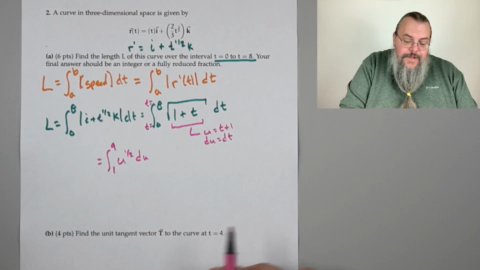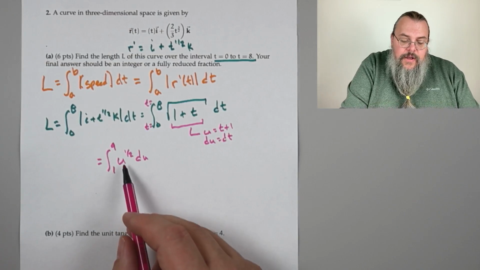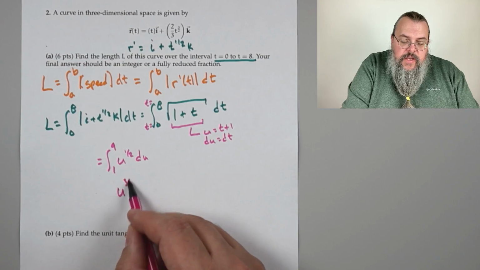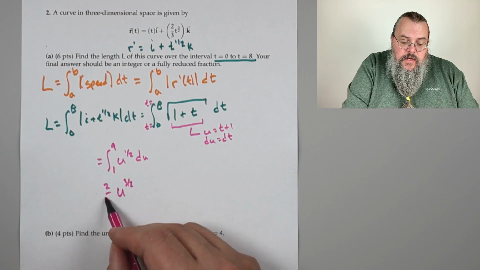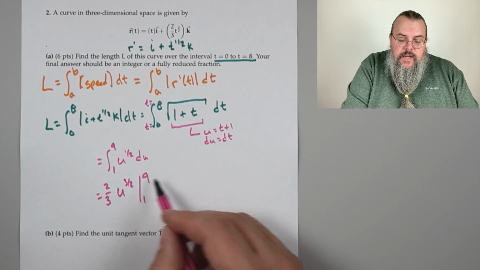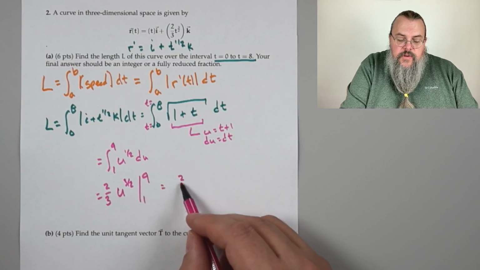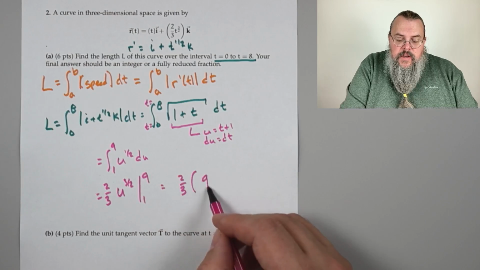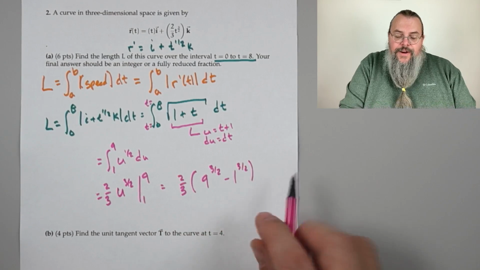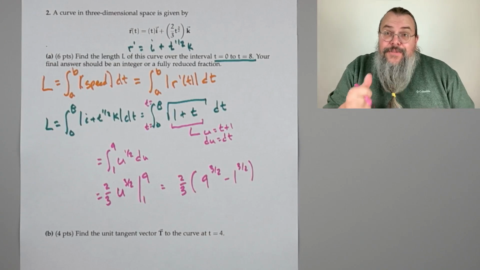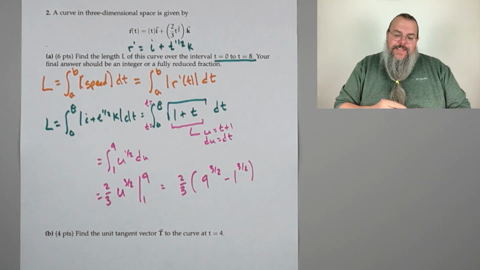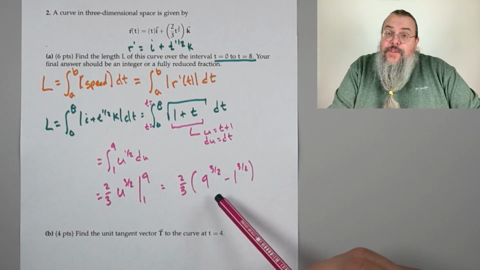All right, good. Well, we're almost there. All right, integrate. u to the 1/2 will be u to the 3/2, then times 2/3. And then we have to go from 1 to 9. So this is 2/3 times 9 to the 3/2 minus 1 to the 3/2. All right, good news is 1 to the 3/2 is easy. It's 1. It's one of the reasons we like 1. It's very easy to compute. Now 9 to the 3/2.